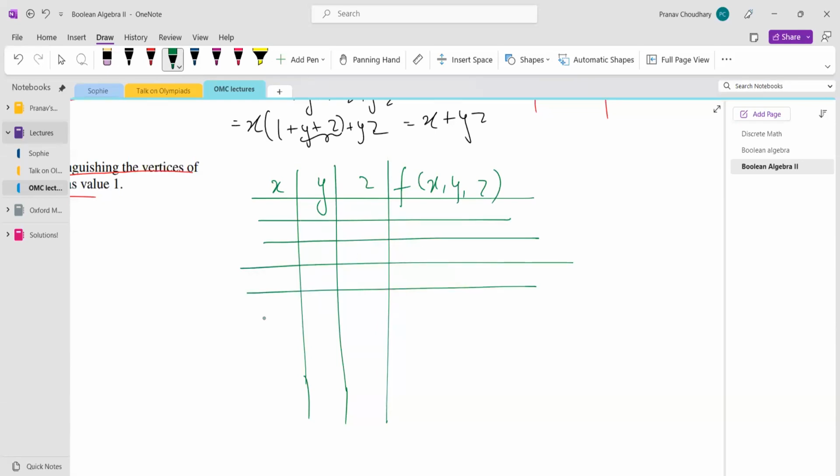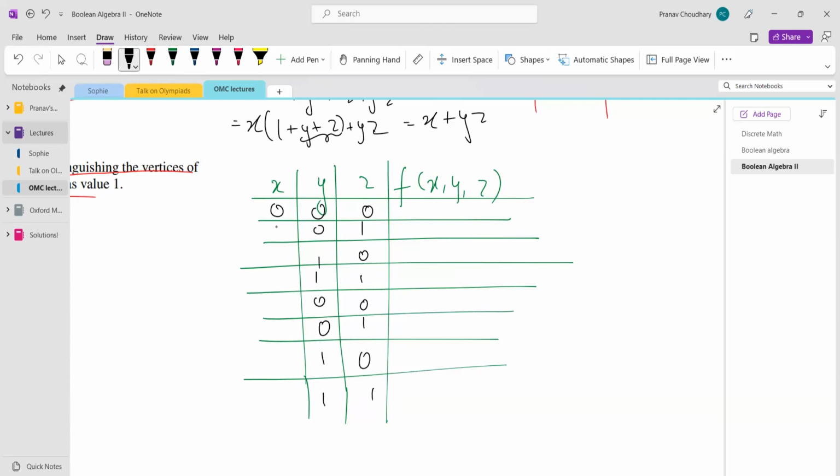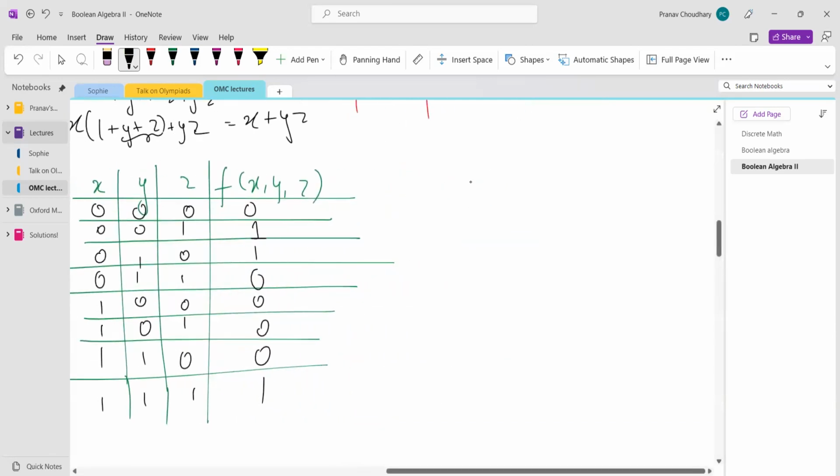1, 2, 3, 4, 5, 6, 7. So 0, 0, 0, 1, 0, 1, 0, 1, 0, 0, 1, 0, 0, 0. I'll just put 0s and 1s here randomly, does not really matter. 0, 1, 1, 0, 0, 0, 0, 1. So this is a function in 3 degrees. So you consider a cube in 3 degrees, n cube.